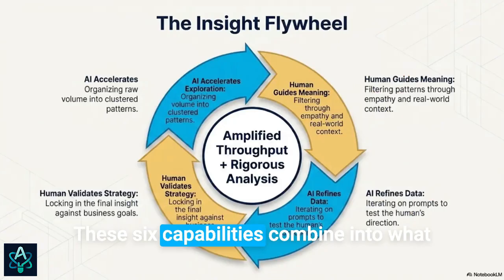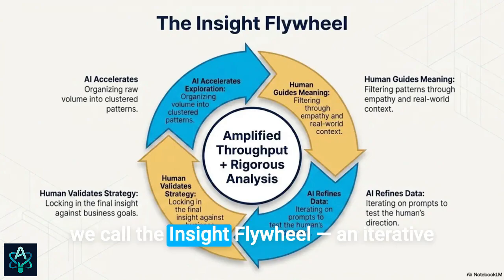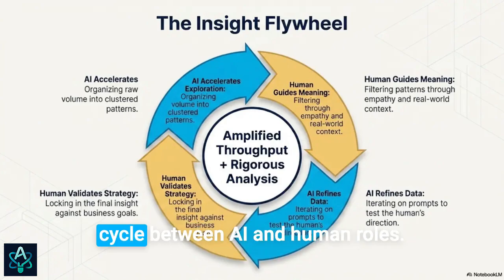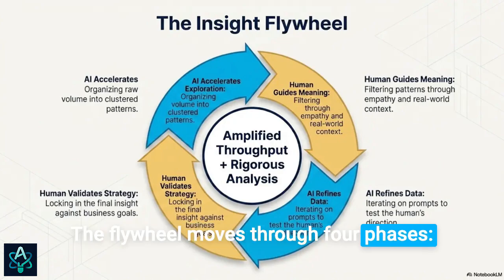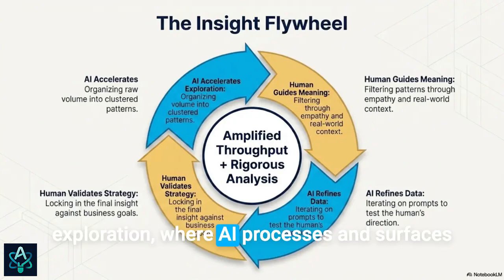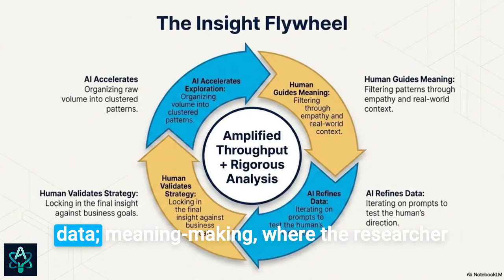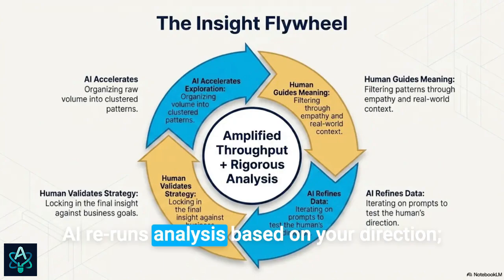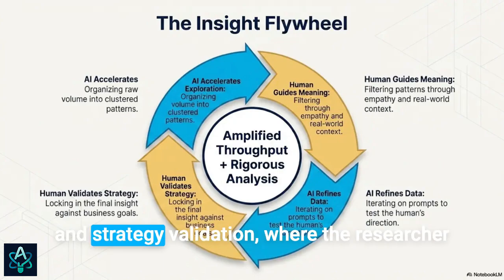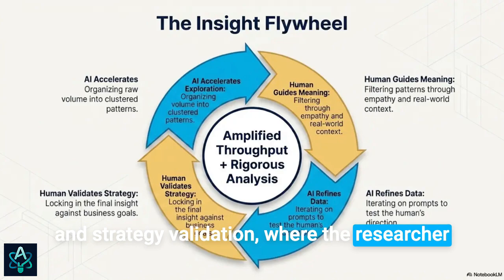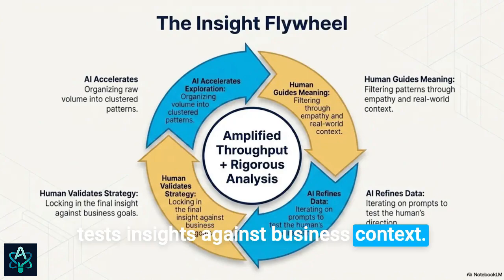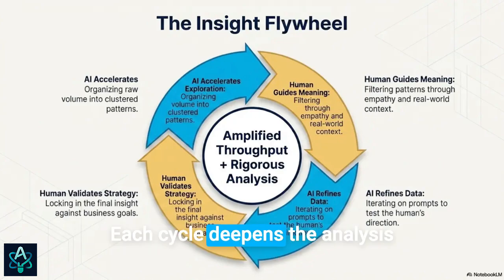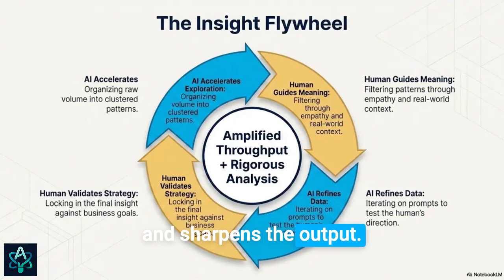These 6 capabilities combine into what we call the insight flywheel, an iterative cycle between AI and human roles. The flywheel moves through 4 phases: exploration, where AI processes and surfaces data; meaning-making, where the researcher interprets and guides; data refinement, where AI reruns analysis based on your direction; and strategy validation, where the researcher tests insights against business context. Each cycle deepens the analysis and sharpens the output.